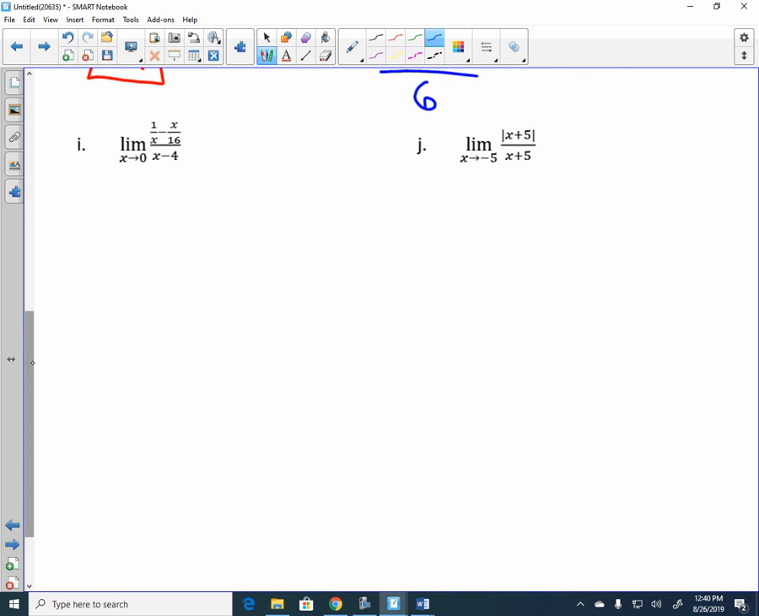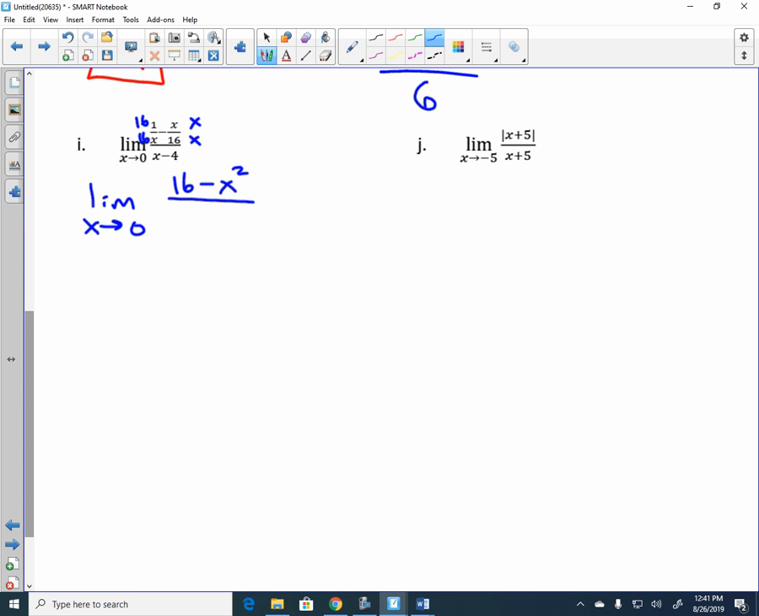Now, as you look at letter I, you might be inclined to try to see if something would cancel. And if you do find common denominators here, like multiply the top and bottom by 16 here, and top and bottom by x here, you're going to see that something nice does happen. We get the limit as x goes to 0 of, in the top you have 16 minus x squared.